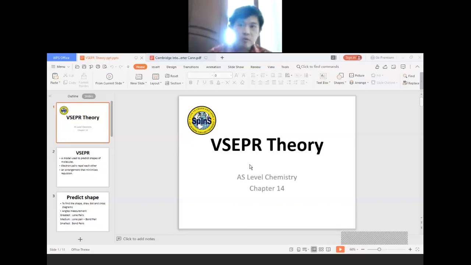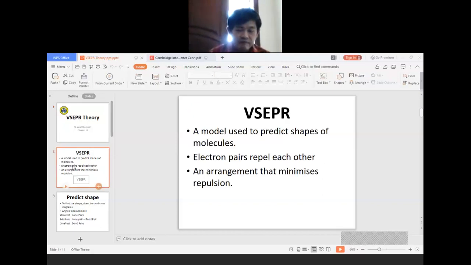So VSEPR is the repulsion of electron pairs. This is what we have to draw in order to predict the shapes of molecules. Okay, this is only a prediction of the molecules.